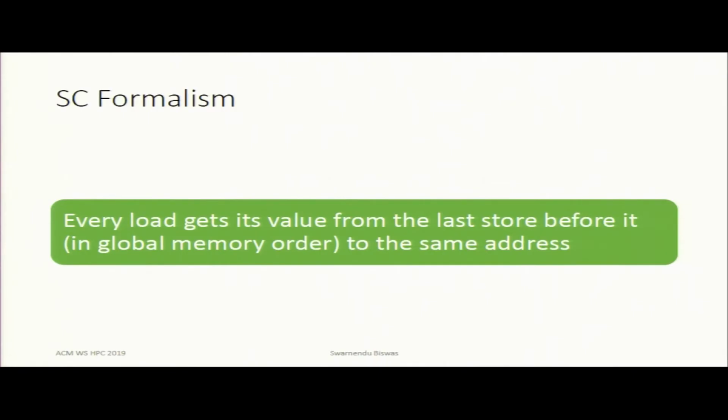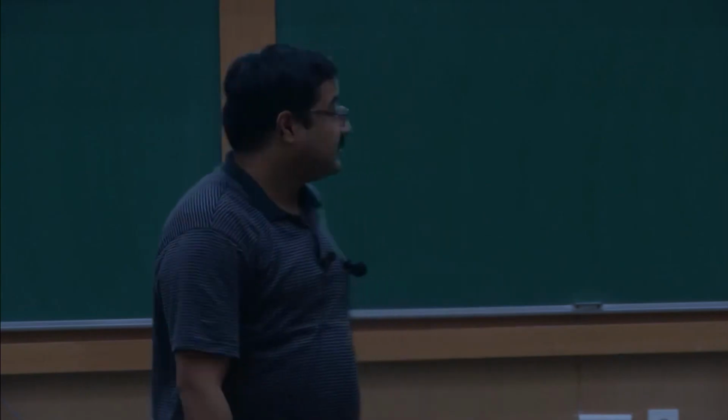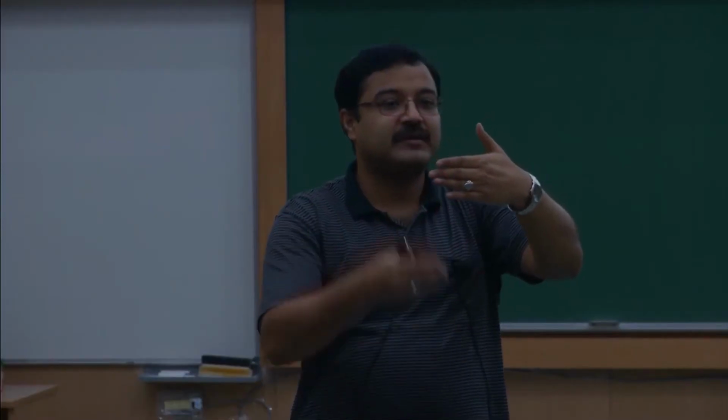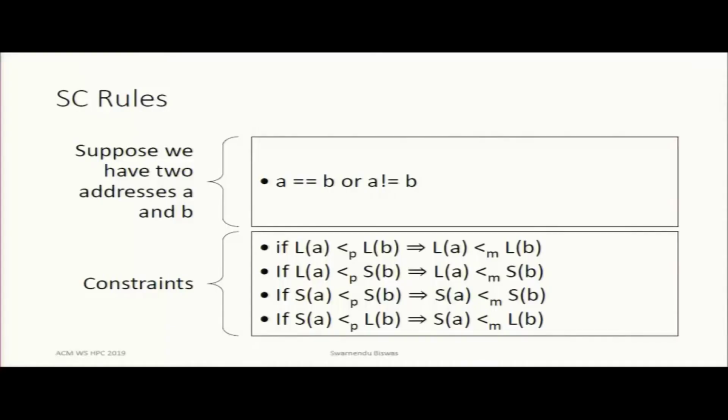In sequential consistency, every load gets its value from the last write, because there is no reordering. Every load or read is getting its value from the last write, which is what we understand. The point is, if you have two addresses A and B, these two addresses can be different. Because if they are the same address, then obviously you have to respect data dependence. These are different addresses. A may not be equal to B.